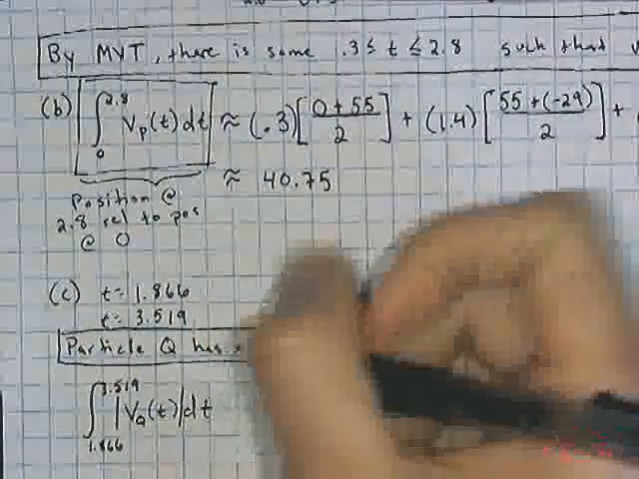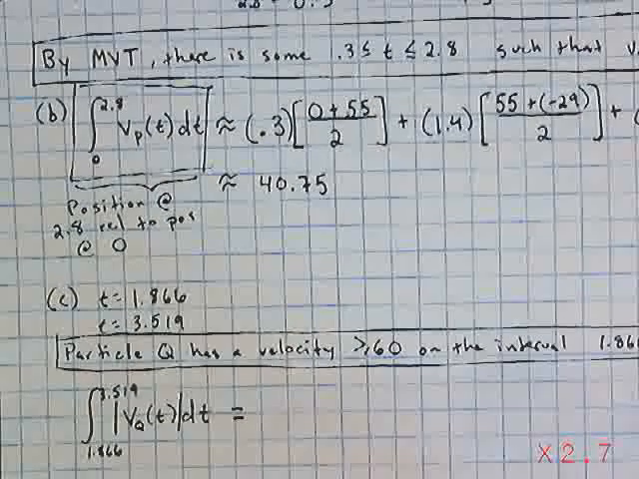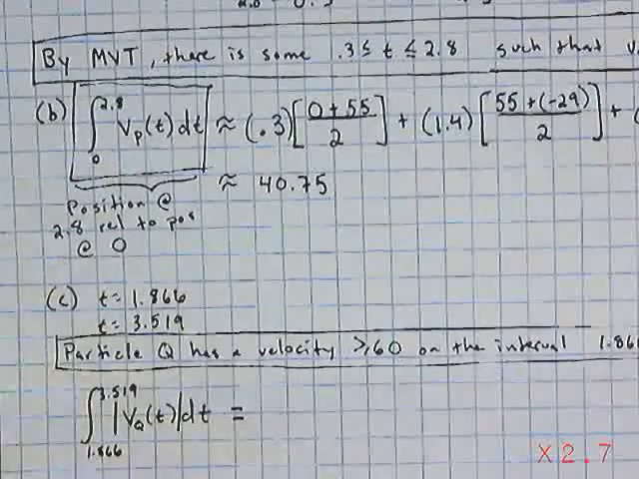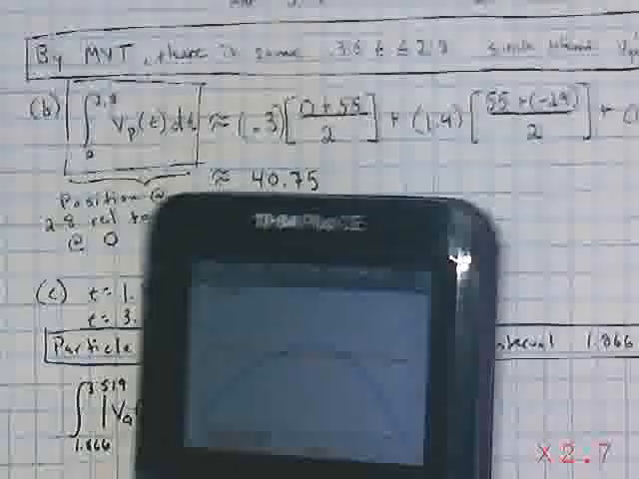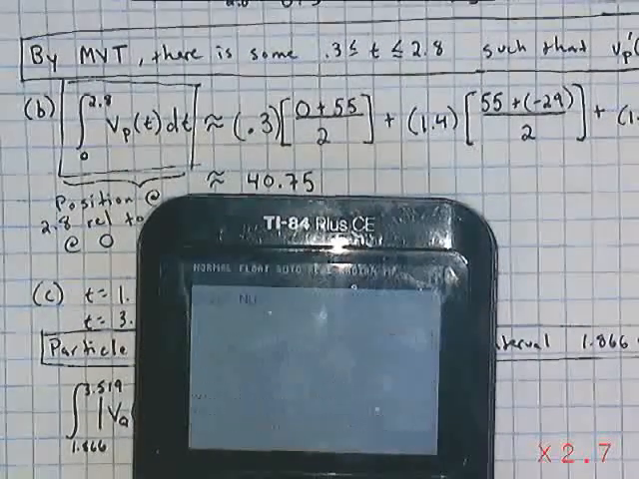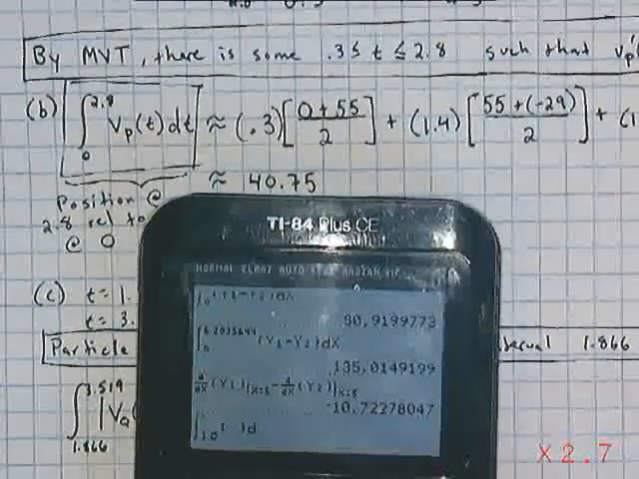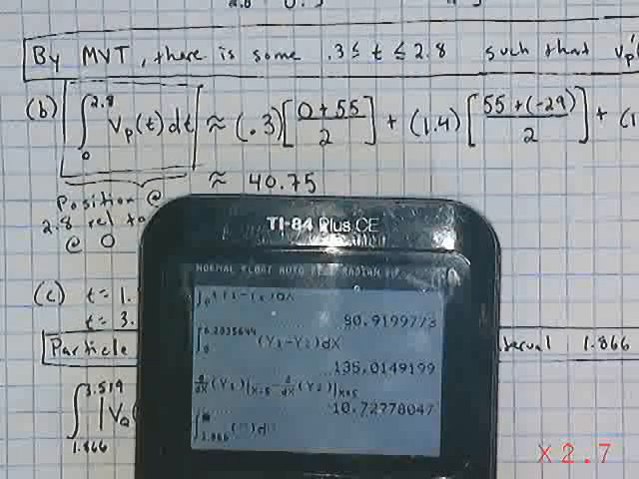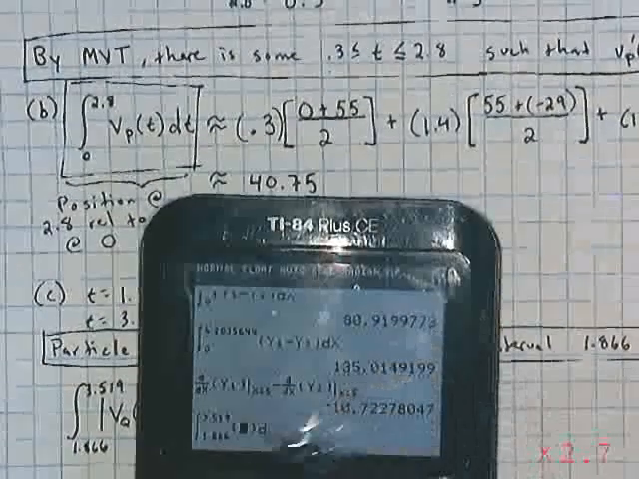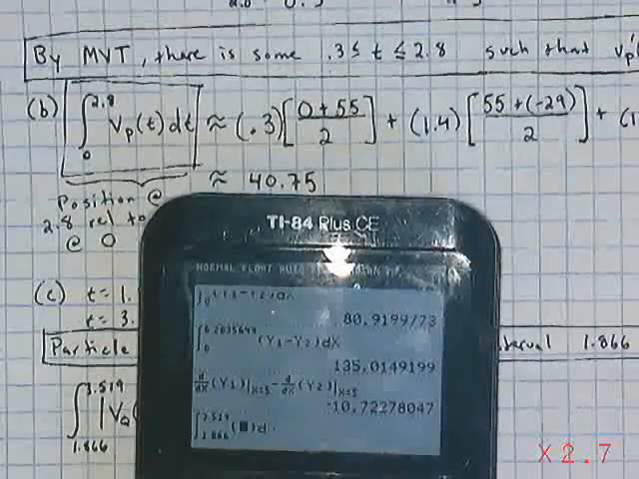So we can do this in our calculator quite easily, if we've taken care to enter in this information. So I'll go second quit. We will do math 9, the definite integral from 1.866 to 3.519. We've stored our function in y sub 1, but we want to make it an absolute value of that function.